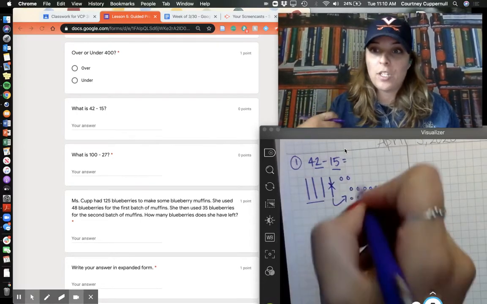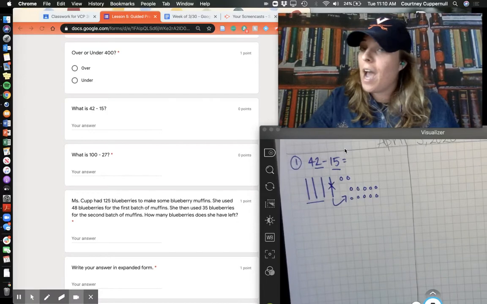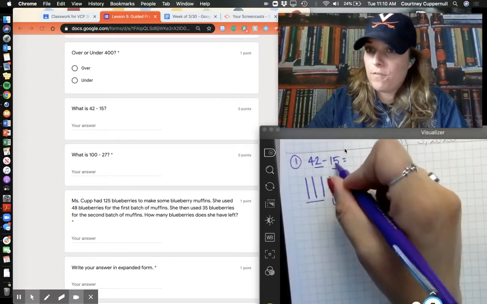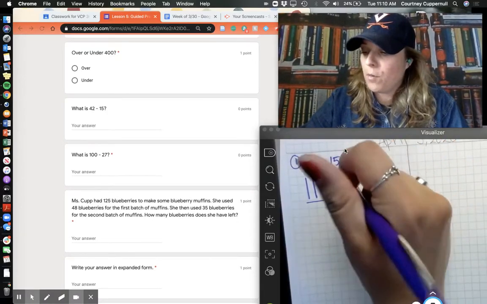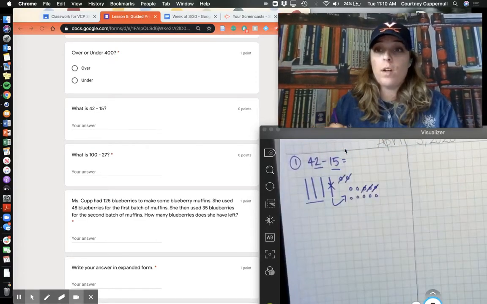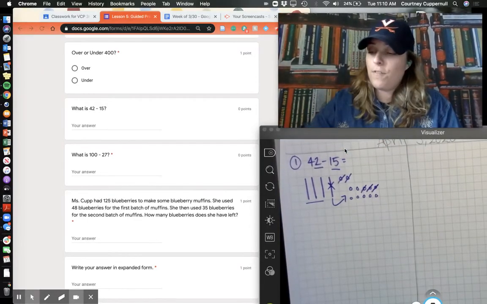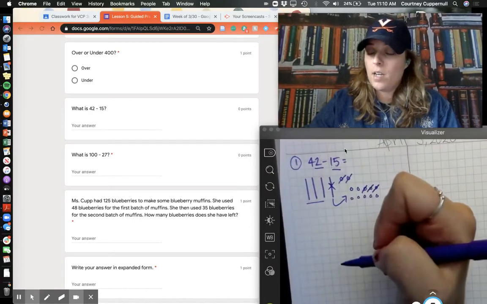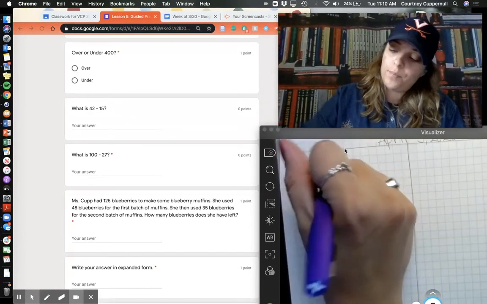units. So now I can actually take away those 5 ones. Now that I have enough ones to take away 5 ones from 15, what I'm going to do is I'm going to come over here. I'm going to go 1, 2, 3, 4, 5. So I took away my 5 ones. Now I know that 15 has 1 ten in the tens place. So I can take away that 1 ten.